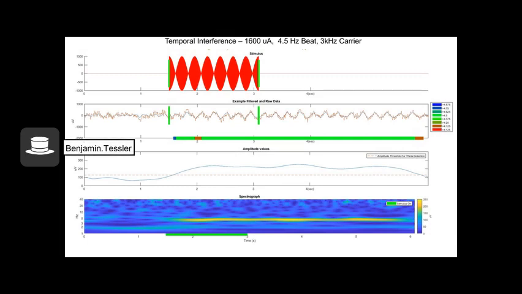Here we see another example in the same format but with temporal interference stimulation at 1600 microamps, as can be seen in the top plot. What we can notice is that this turns theta on and is sustained for the entire length of the example.